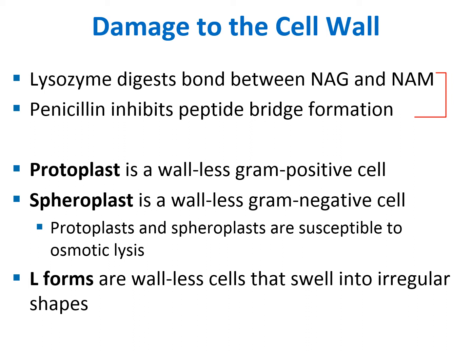If we treat gram-positive and gram-negative cells with certain chemicals, we can actually cause them to lose their cell wall. A gram-positive cell that loses its cell wall is called a protoplast. A gram-negative cell that loses its cell wall is called a spheroplast. And both of these are susceptible to osmotic lysis because they no longer have that peptidoglycan layer, that rigid layer that helps keep them from bursting when their volumes increase due to osmosis. L forms are another type of cell that don't have a cell wall, and when they swell, they don't swell into just larger versions of themselves, but rather they swell into irregular shapes.